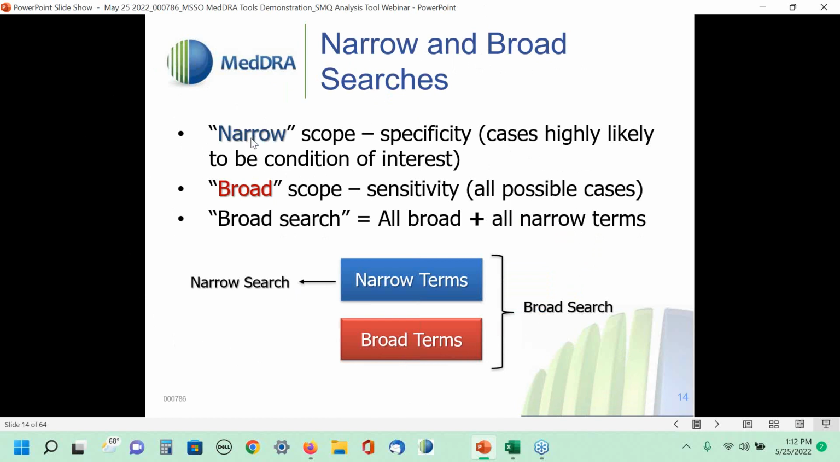So in general, SMQs contain terms that are usually narrow in scope, and most of them also have terms that are broad in scope. When we talk about narrow scope terms, we're talking about highly specific terms that are very likely to identify the condition of interest, whereas when we talk about broad search terms, we're talking about maximizing sensitivity. So when you do a narrow search, you're only using the narrow terms within an SMQ. But if you decide to maximize sensitivity, then you would employ a broad search strategy, which would be a combination of narrow and broad search terms.